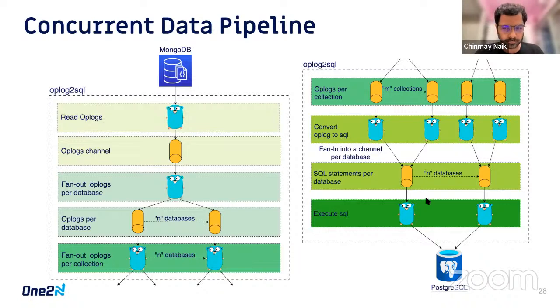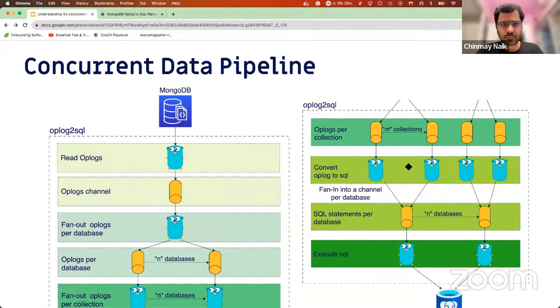So we will get enough performance out of it. And as far as numbers are concerned, for the same 3.6 million oplogs, this design completes in 1 hour 20 minutes or so. So we saw more than 6x performance improvement in this concurrent data pipeline compared to the sequential one.